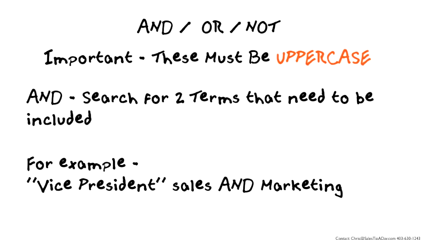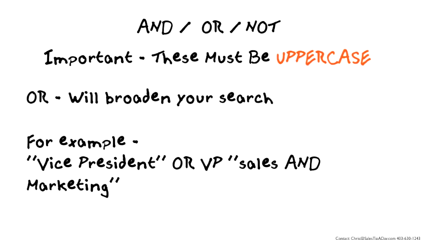So here's where we get into LinkedIn search ninja tactics 3, 4, and 5. The first one is AND, the next one is OR, and the last one is NOT. When you use AND, you're trying to combine 2 terms that need to be included. For example, vice president sales AND marketing will bring back results where there is a vice president of sales and marketing. So it won't exclude that marketing side of things. Basically it gets terms further refined for you.